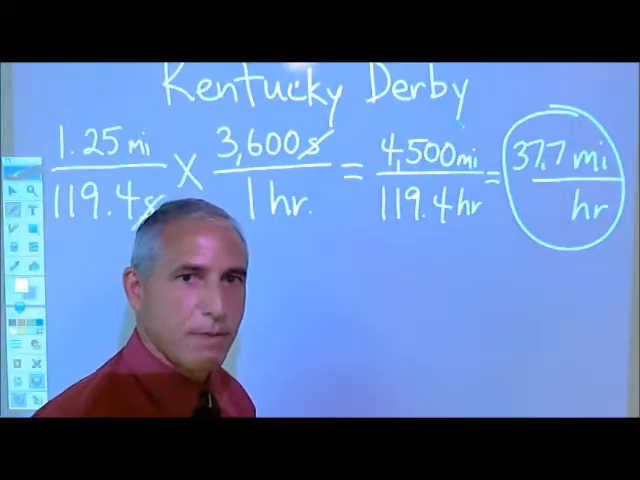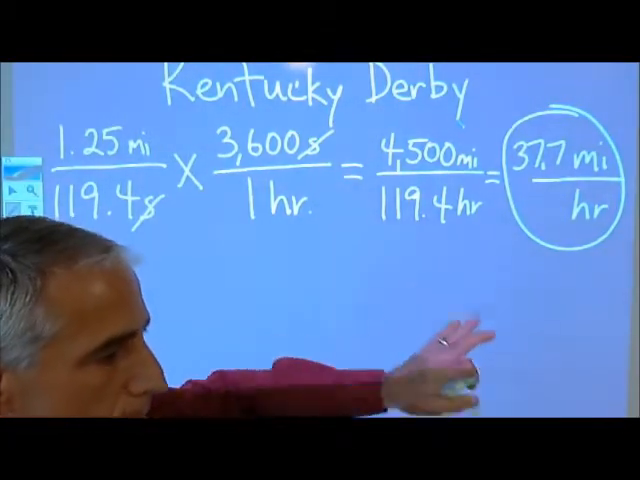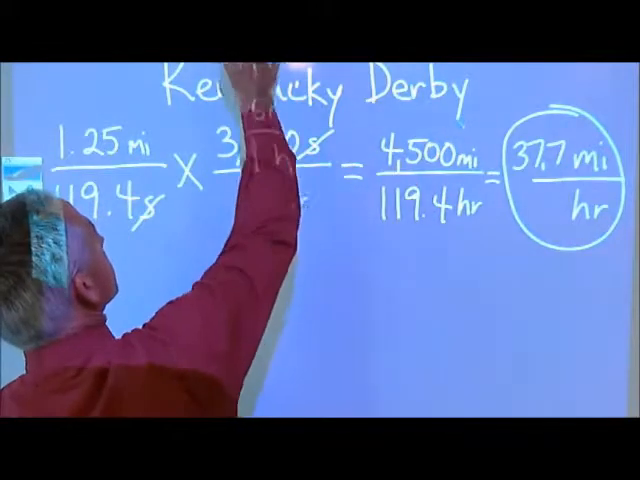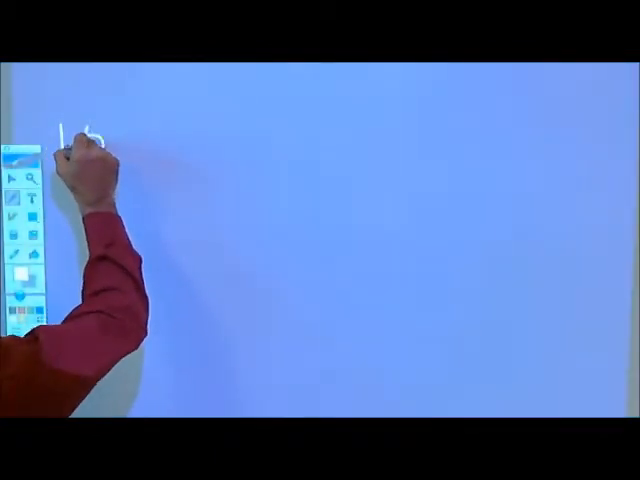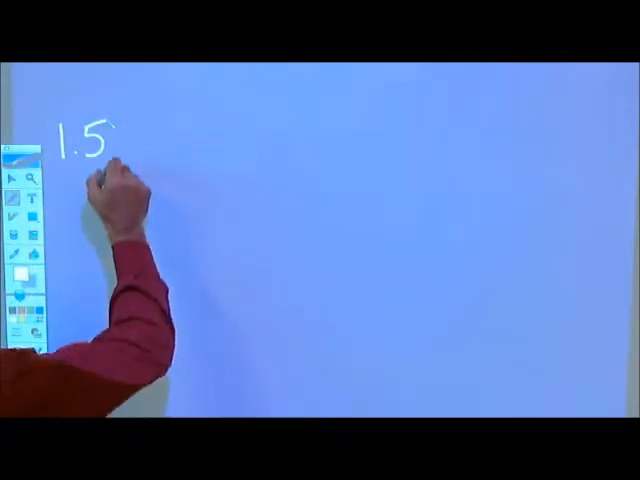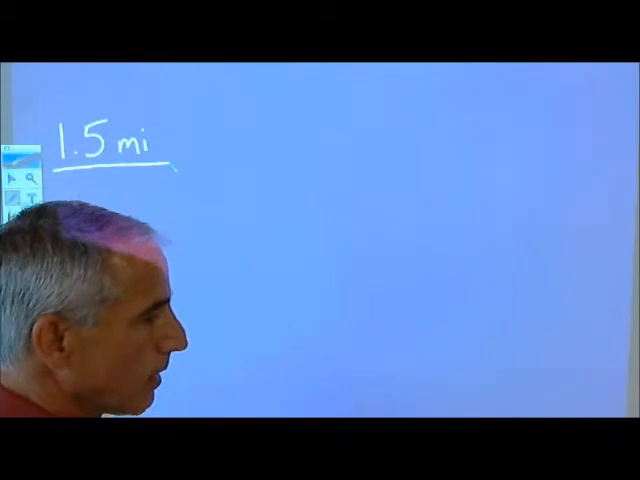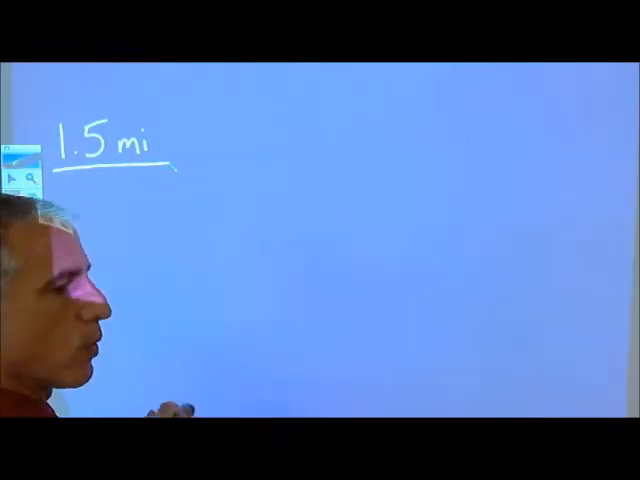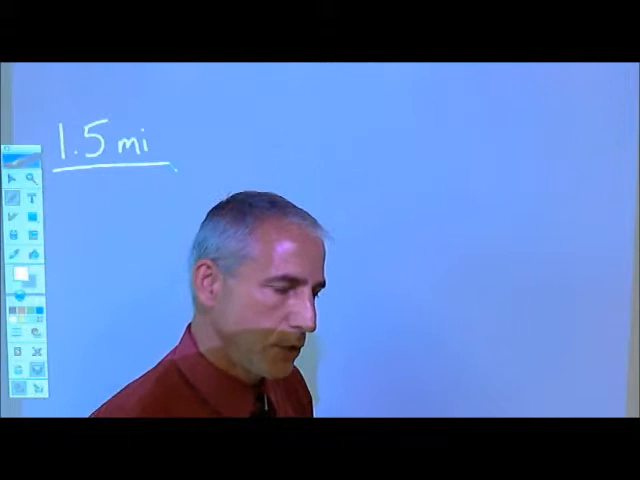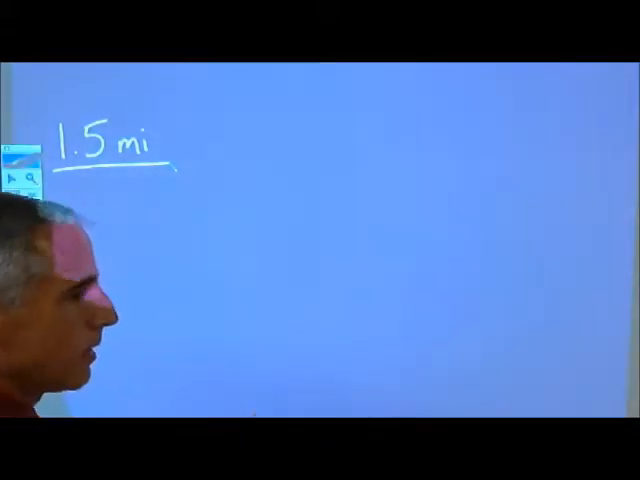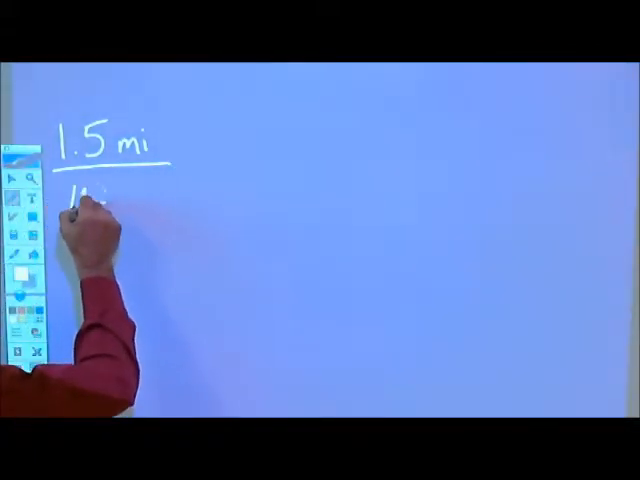Okay, let's do the same thing that we did here for his rate of speed in the Belmont Stakes. In the Belmont Stakes, he ran 1.5 miles, which I'll change to a decimal, 1 5/10 miles. And he ran that in 2 minutes and 24 seconds. Changing 2 minutes and 24 seconds to all seconds gives us 144 seconds.